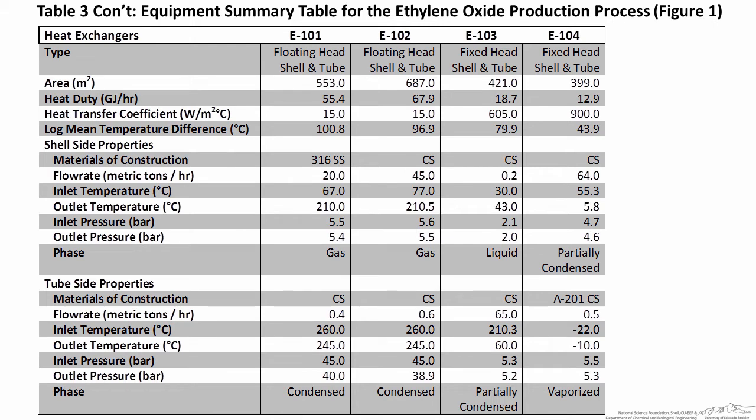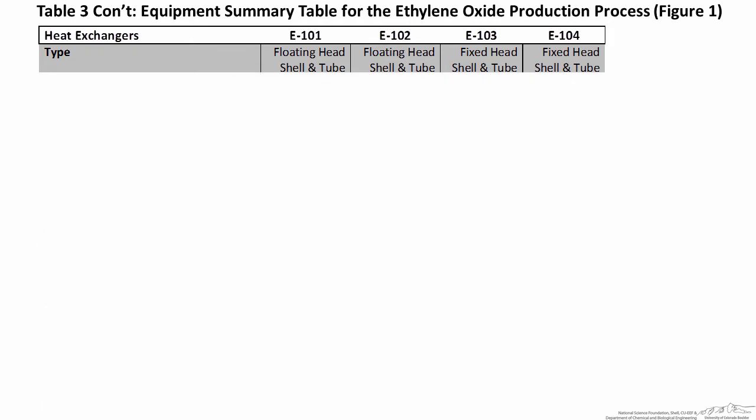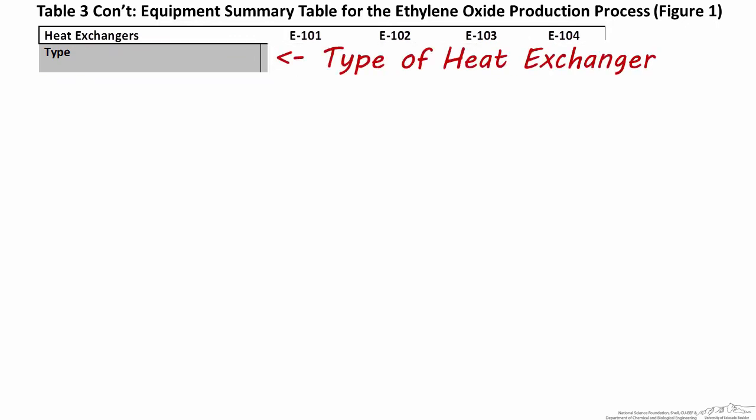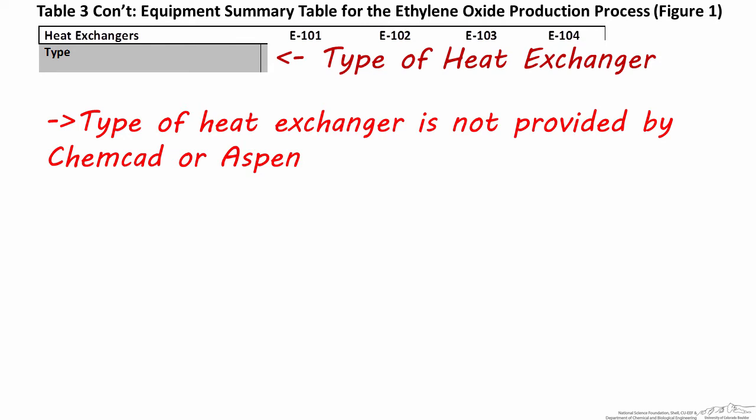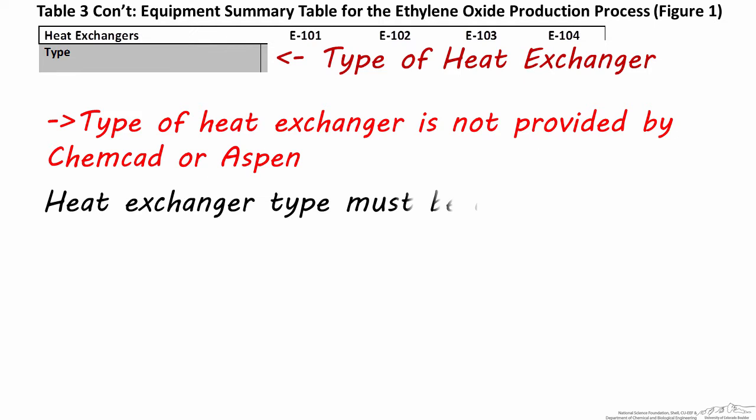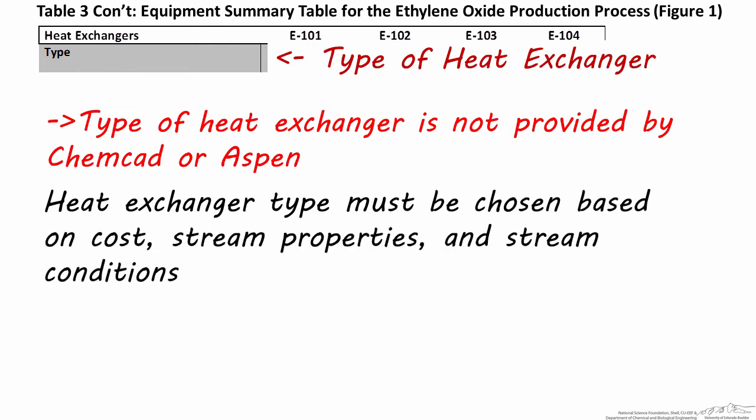Let's next look at the information which should be provided for heat exchangers on an equipment summary table. As you can see, heat exchanger equipment summary tables can be pretty detailed, so we'll go through this table step by step. The first and possibly most important piece of information is the type of heat exchanger. Keep in mind that ChemCAD or Aspen will not choose a type of heat exchanger for you. You must select the best type based on cost, stream properties, and stream conditions.